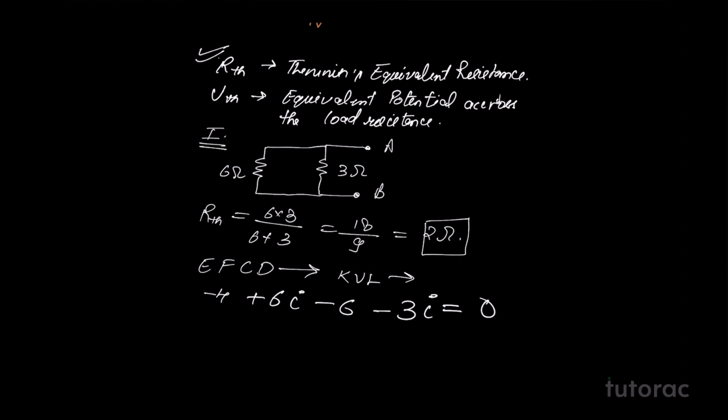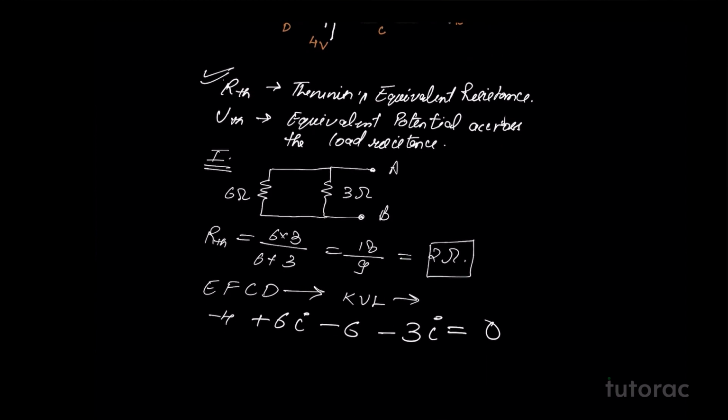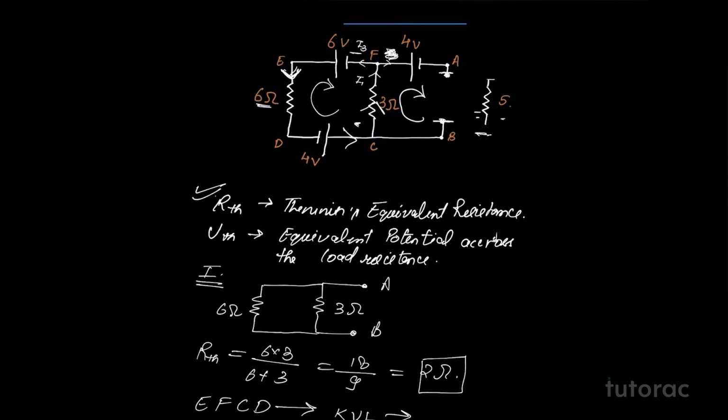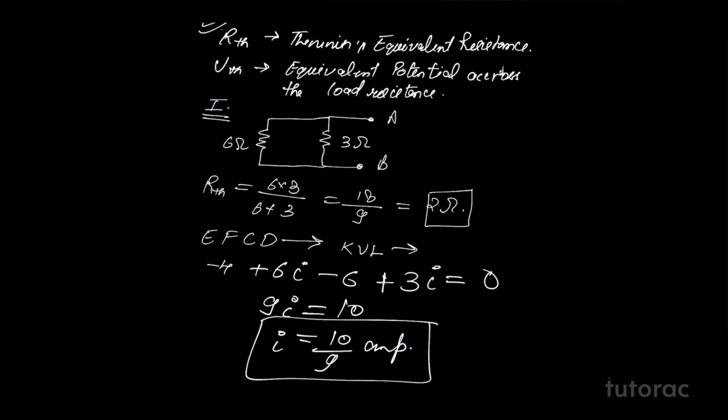Equals to 0. Let me check. Okay, the current is fine. As you can see, if we let the current in this direction, then here should be the current in this direction, and we are moving here. So we are moving actually opposite in this 3 ohm as well. So here I should put the plus sign, and if I solve, we will get 9I equals to 10, and we will get I equals to 10 by 9 ampere in the first loop.